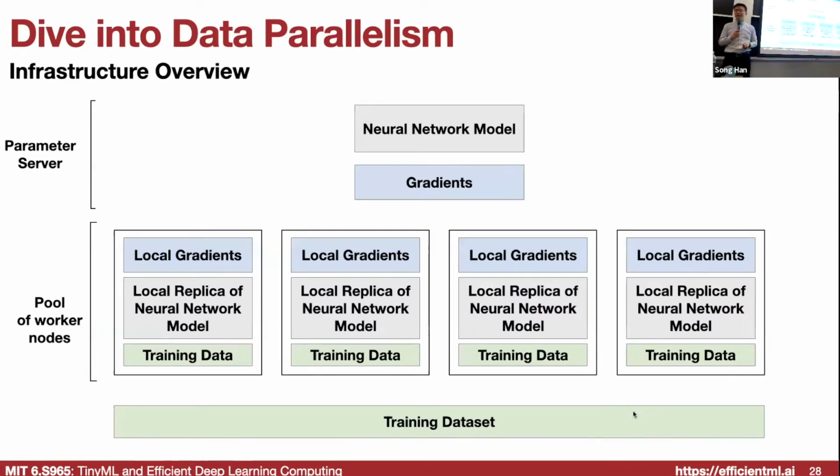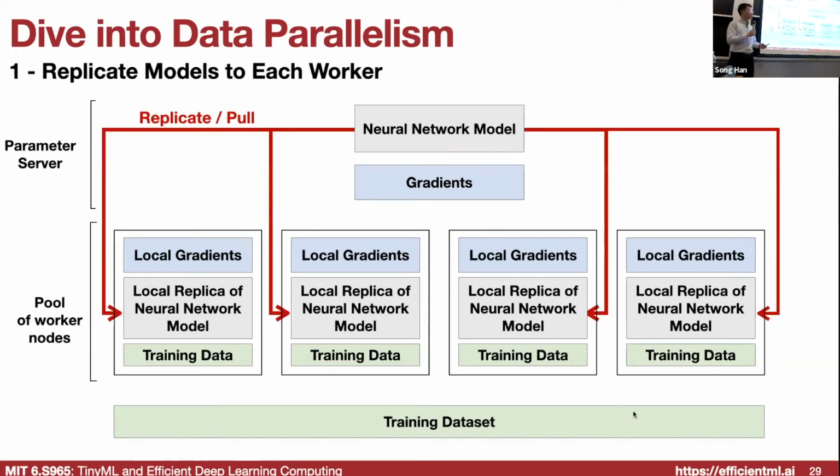And here we made an animation to have an overview of this infrastructure. We have a neural network model and gradients on the parameter server, a centralized parameter server. And then we have 4 workers in this example. So we have a pool of worker nodes. Each can compute their local gradients. They have a local replica of this neural network model, and each of them has the same amount of training data. So we split this training data set equally into 4 chunks across these 4 workers.